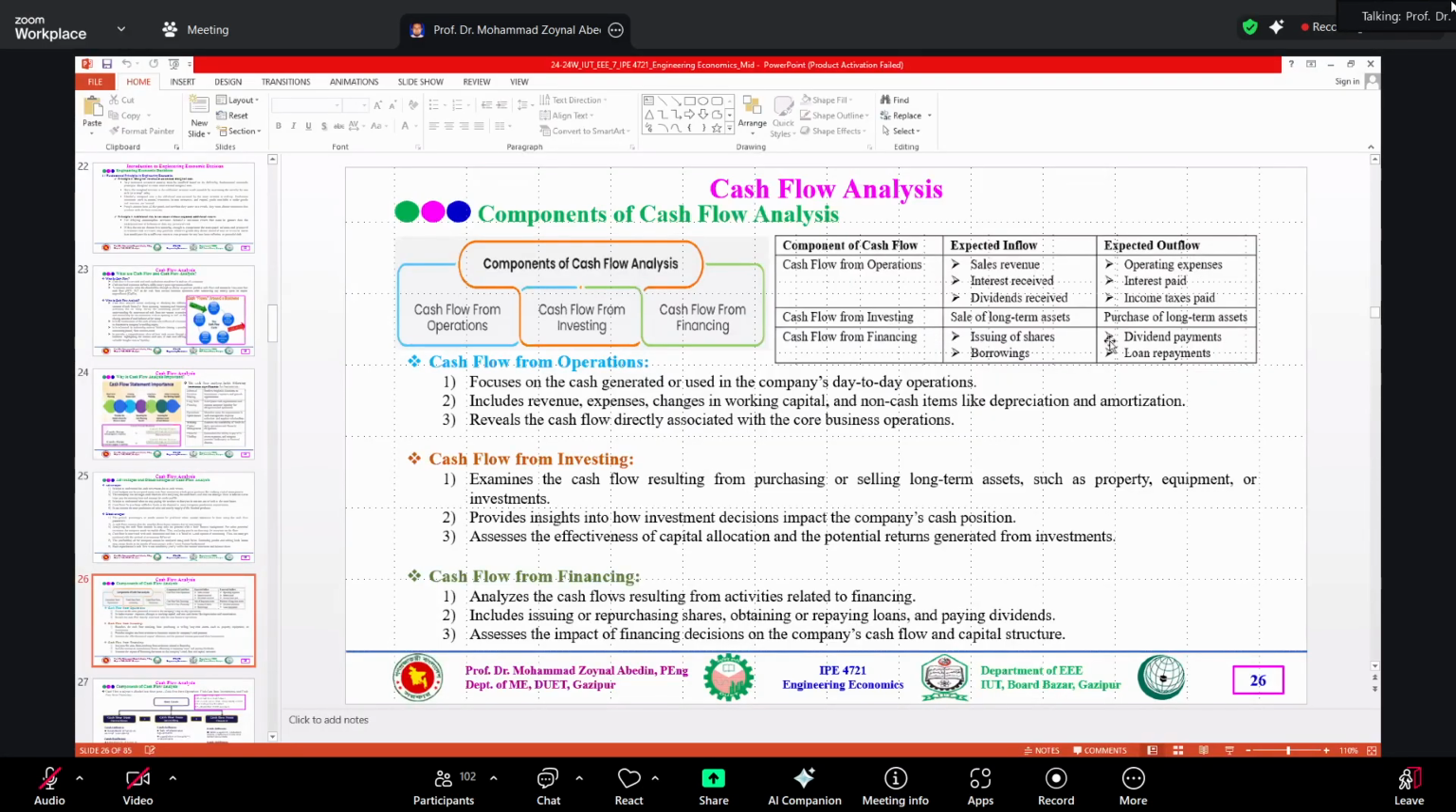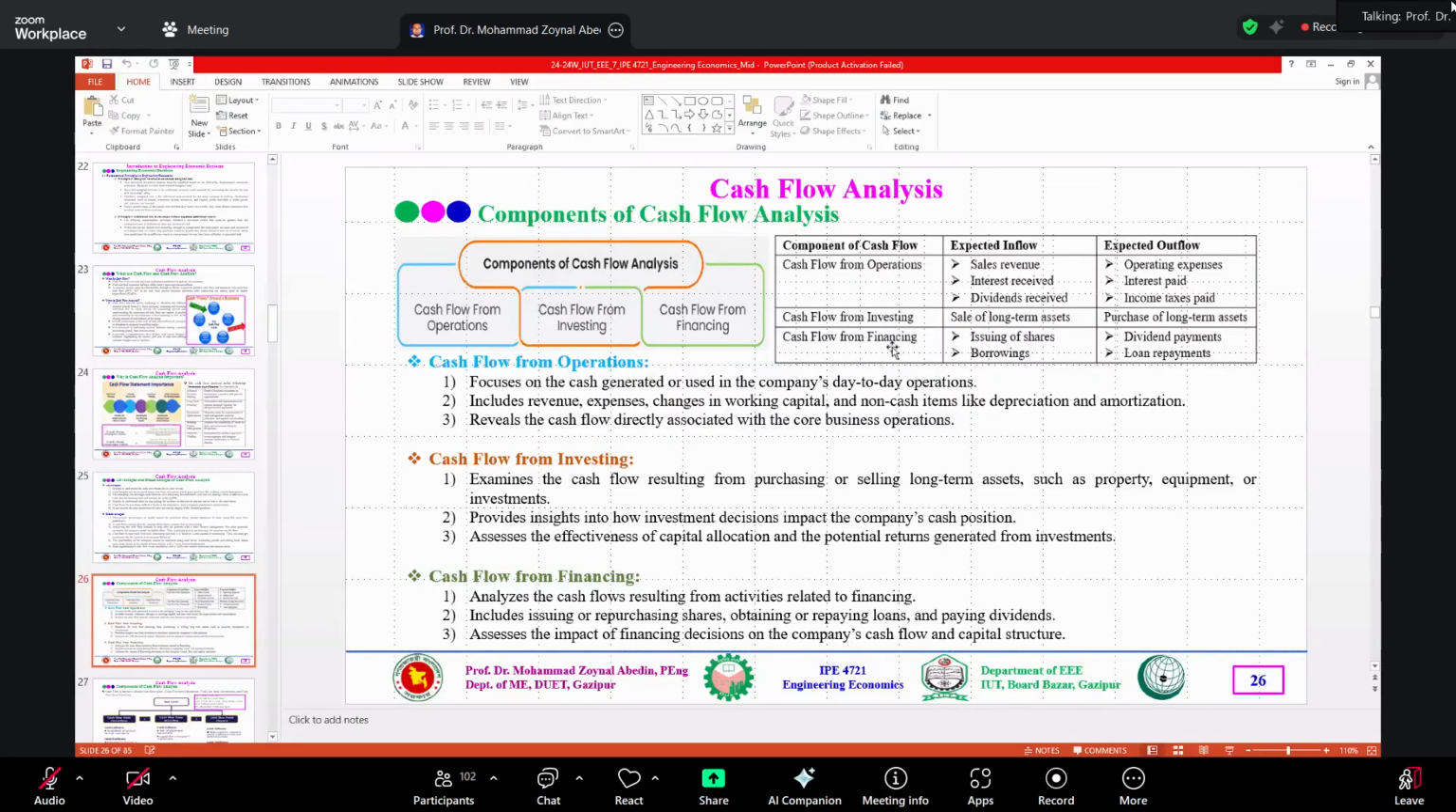What will be the outflow? Purchase of long-term assets. Say, for example, you are purchasing furniture, you are purchasing a building, you are purchasing land, you are purchasing machineries. So you have to pay for that. The money will be out from your pocket. That's why purchase of long-term assets is the outflow due to the investing.